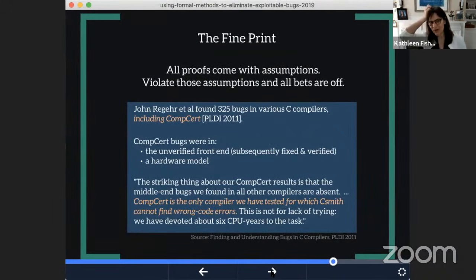So then we get to the fine print. Remember, I talked a while ago about how formal methods make assumptions and they may not guarantee what you actually care about. So an example of exploring the fine print is the work that John Regehr and his group have done with Csmith in exploring bugs in compilers. So he found 325 bugs in various C compilers, including CompCert, even though CompCert had been verified. The bugs in CompCert were in the unverified front end, i.e. the parser, and in a hardware model. So the bug in the front end has been fixed, and the front end, the parser, has subsequently been verified.